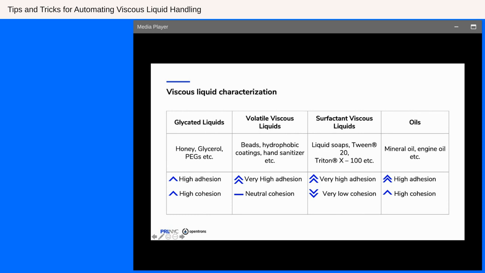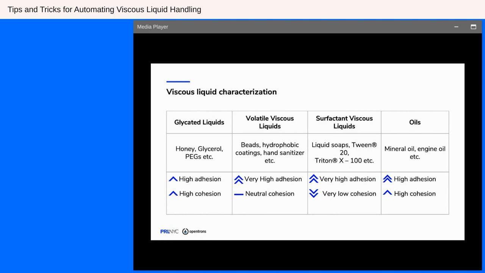The second category is volatile viscous liquids. Examples would be beads, hydrophobic coatings, or hand sanitizer. These liquids have very high adhesion to the tip and neutral cohesion to the liquid itself. The third category is surfactant viscous liquids.